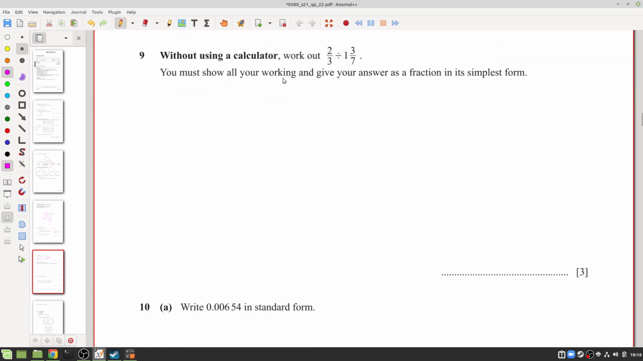Okay, without using a calculator, work out 2/3 divided by 1 and 3/7. Okay, so we've got 2/3 divided by, let's change this into an improper fraction. 1 times 7 is 7, plus 3 is 10, so that's 10/7. So 2/3, then we can change this into a times and take the reciprocal of the second fraction. 7/10.